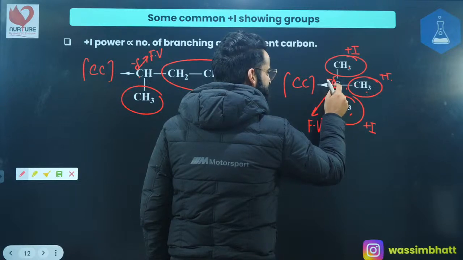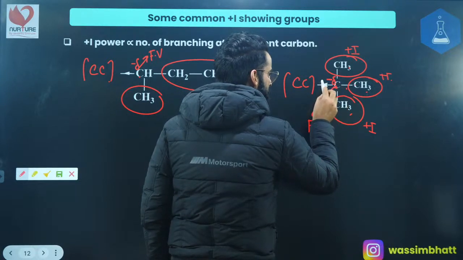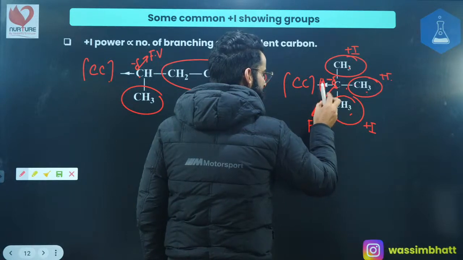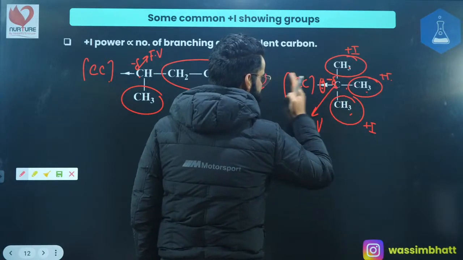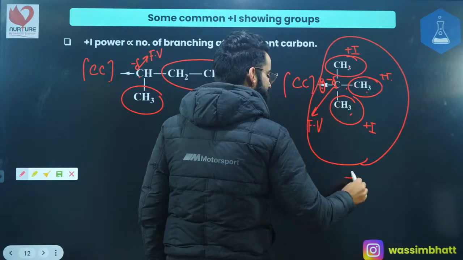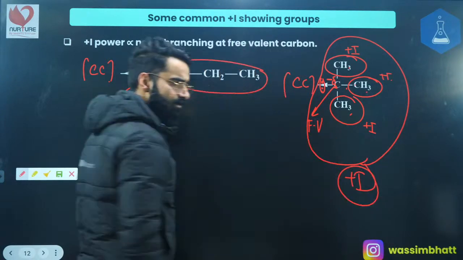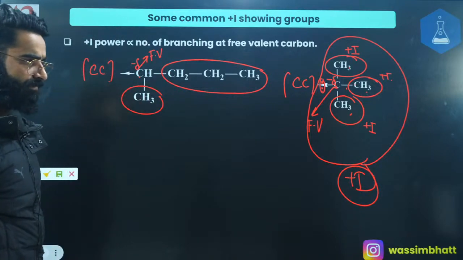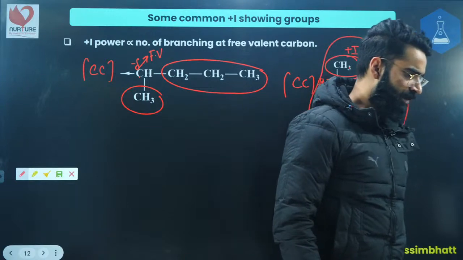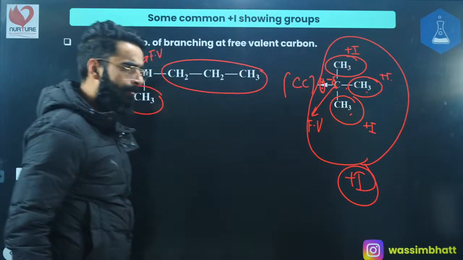If negative charge magnitude on this carbon is more, can I say more repulsions will take place between this negative charge and this electron pair, due to which sigma electron density gets pushed towards the carbon? So I'll say overall plus I power of this will be more, right? Isn't it simple, my dear people? Got it? I want you guys to remember all this, okay?